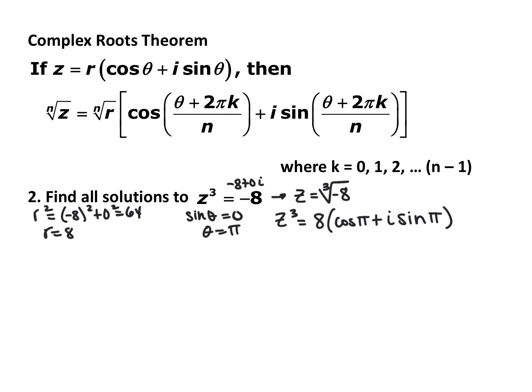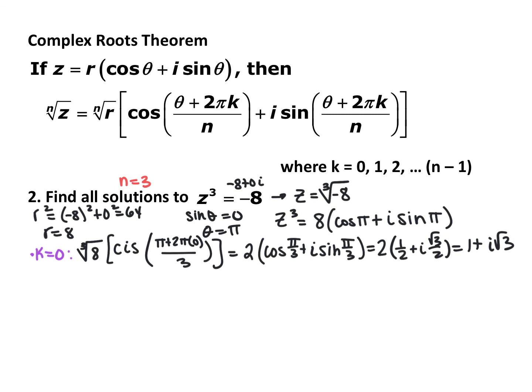So the polar version of this complex number would be z cubed equals 8 times cosine of pi plus i sine of pi. So now apply the complex roots theorem and find all three complex roots and simplify them back into rectangular form. Applying the complex roots theorem, n is 3 because I'm taking the cube root. Theta is the angle that we just found, pi. R is the radius we just found, 8. K starts at 0.